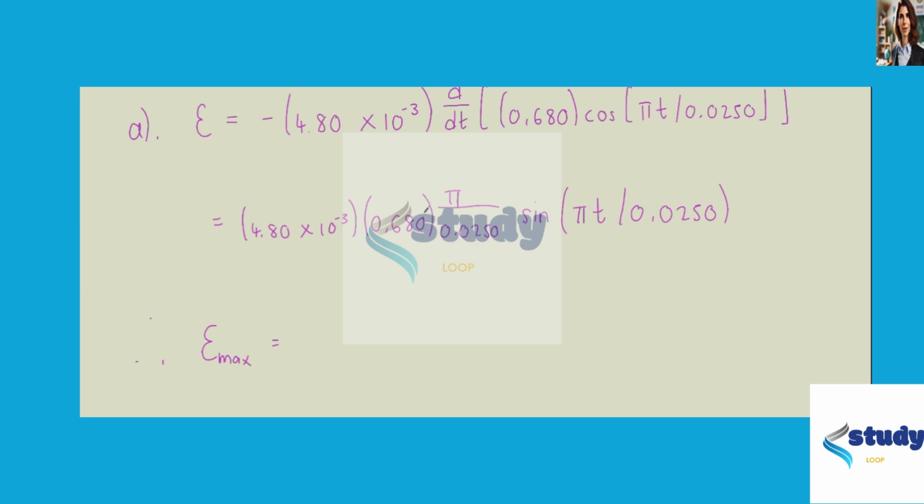So if we require the maximum EMF in the circuit, epsilon max, we require that the sine term goes to 1. And hence epsilon max is equal to 4.8 times 10 to the minus 3 multiplied by 0.68 amperes times pi by 0.025, and obviously the sine term goes to 1. And if we solve this, we get the maximum EMF to be 0.41 volts.